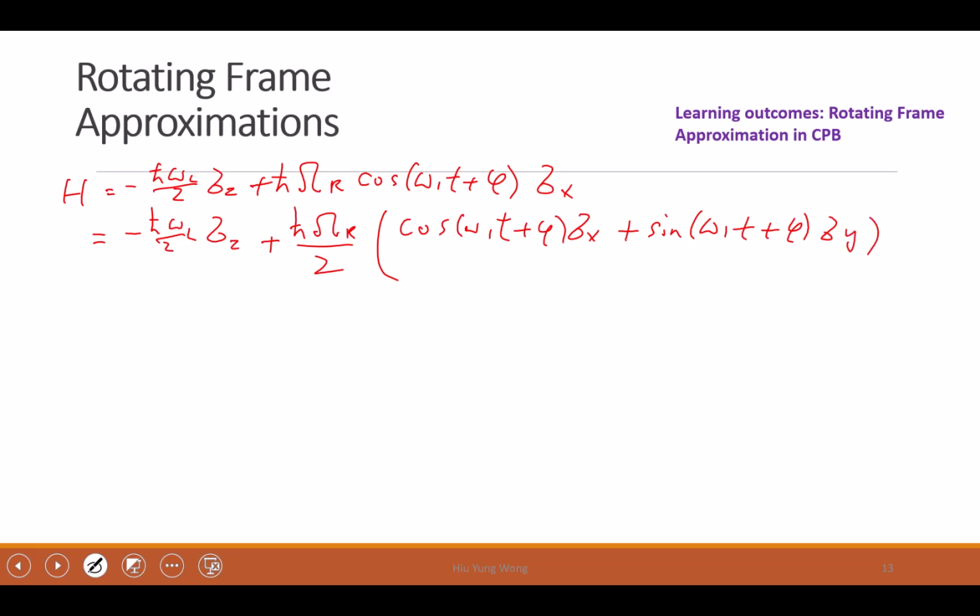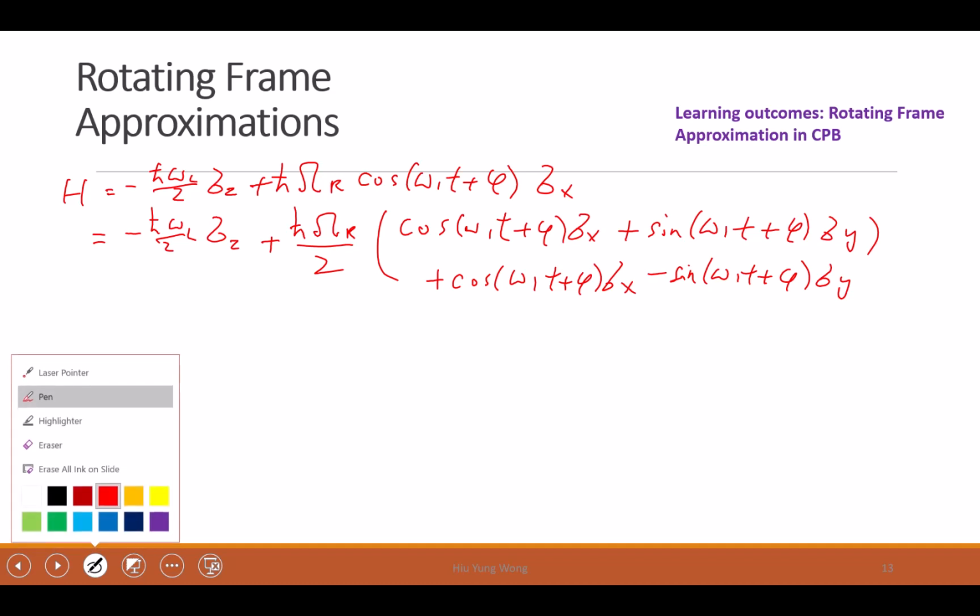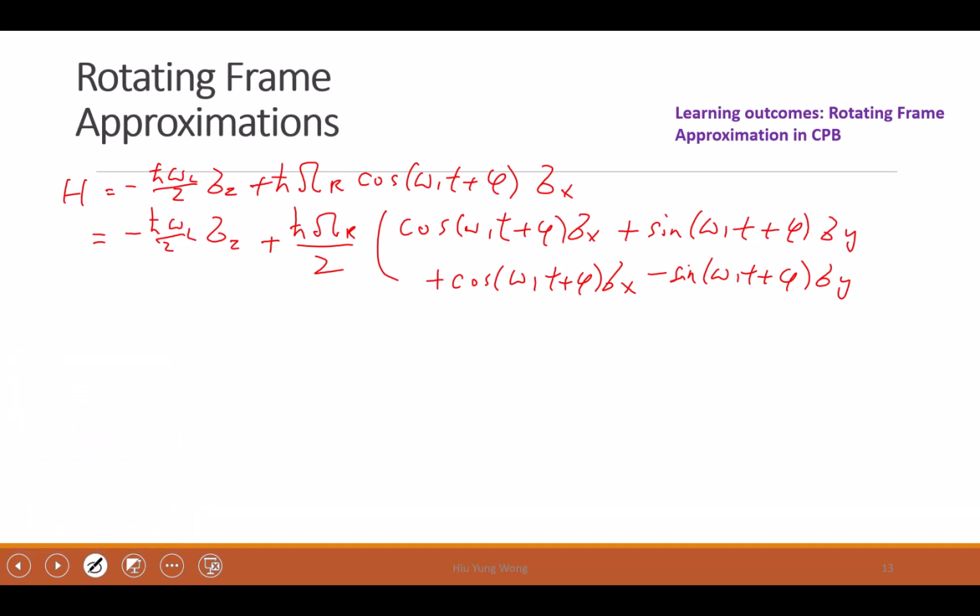Are they the same as before? No, right? I need to further add cosine omega 1t plus phi sigma x. So I have 2 cosine terms divided by 2. Then they are the same, right? But then I have one extra sine, right? What should I do? Minus sine omega 1t plus phi sigma y. And I should not have this one here. And what does it mean? This term I call A plus. This term I call A minus.